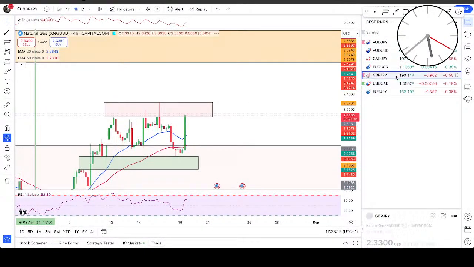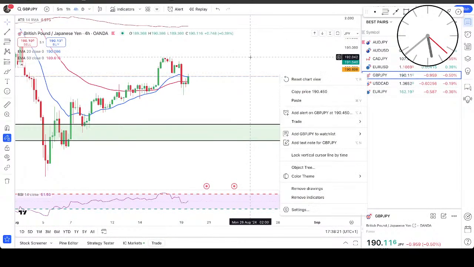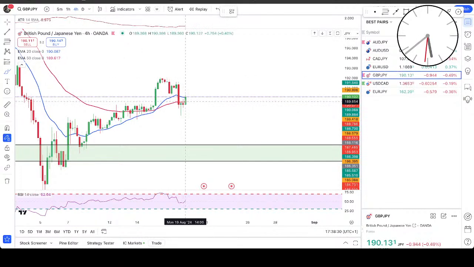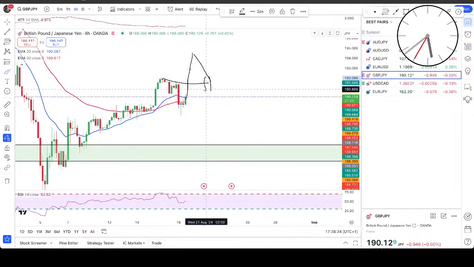So we are at GBP JPY. My pleasure, no problem at all, Raman. For GBP JPY, when I see a break above this high, only then I start to look for bullish pullback entries.